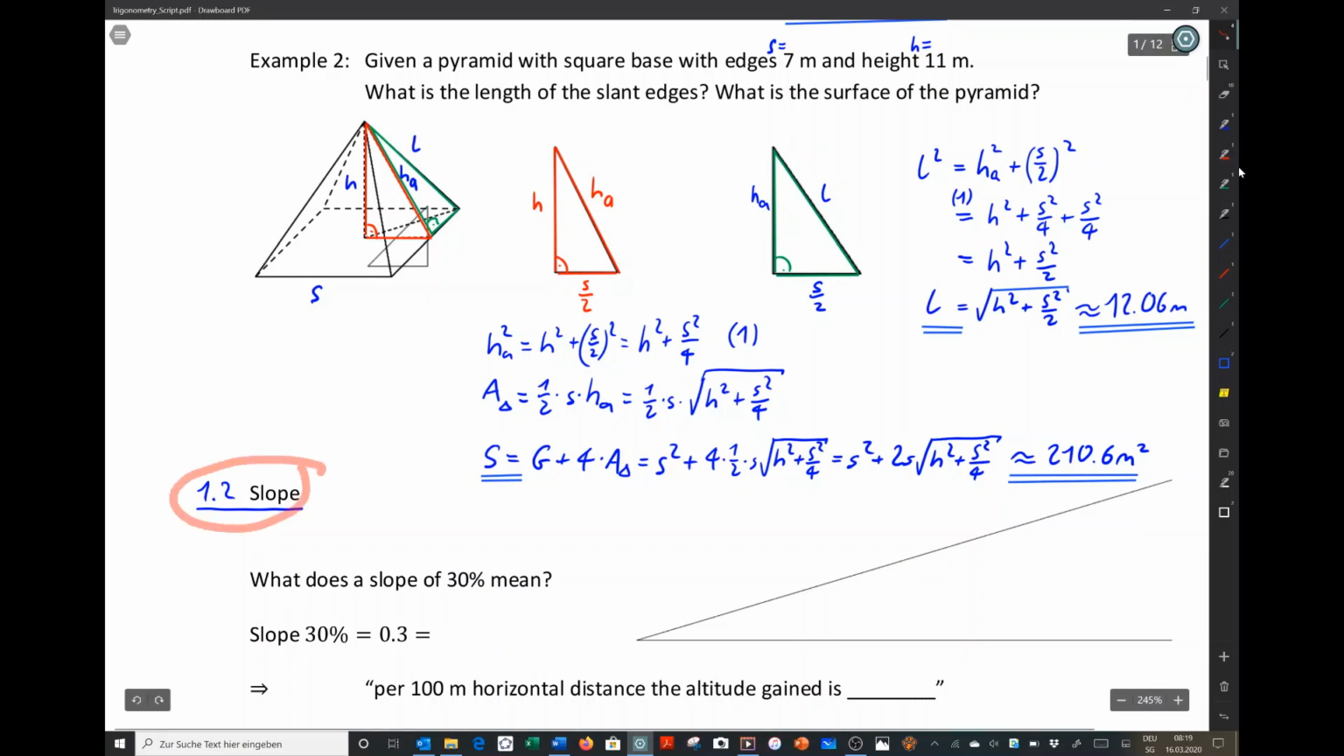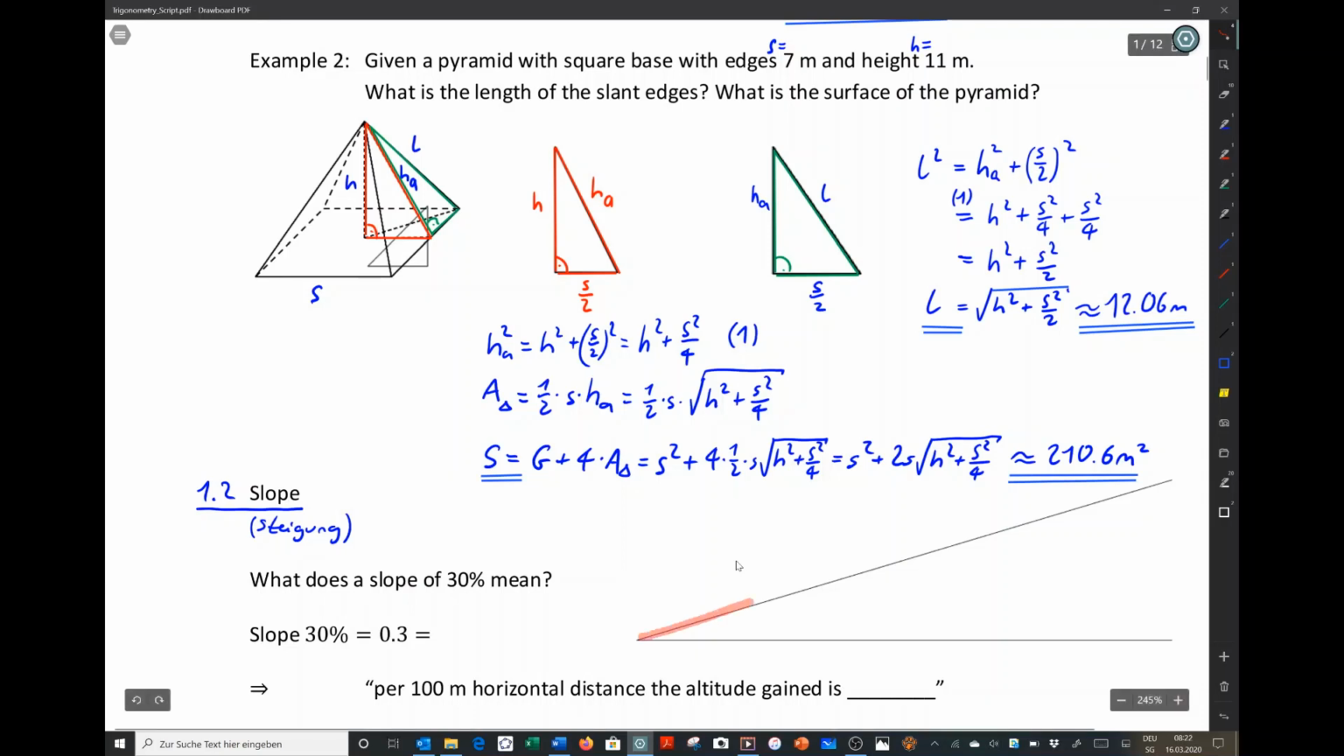This here should be title 1.2, slope. Slope means in German Steigung. You know the word slope from the context of, for example, traveling by car, a steep street up, or hiking, walking up the hill, or even riding a bike up the hill. So the slope tells us how steep the street is.